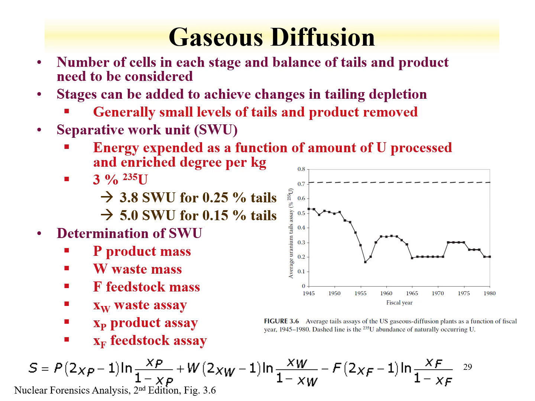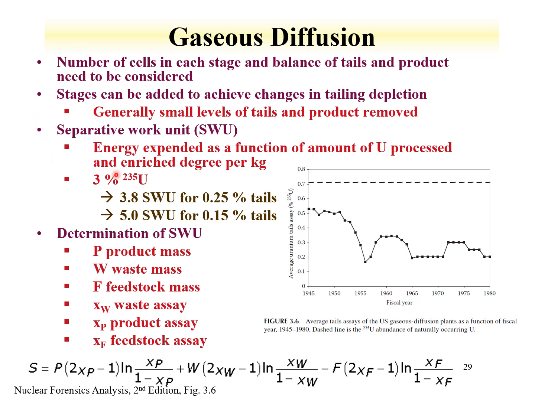For these processes, the number of cells in each stage have to be balanced with the tails and the product. Stages can be added to achieve changes in tailings depletions. So you can vary the overall enrichment by changing stages, which are composites of cells.